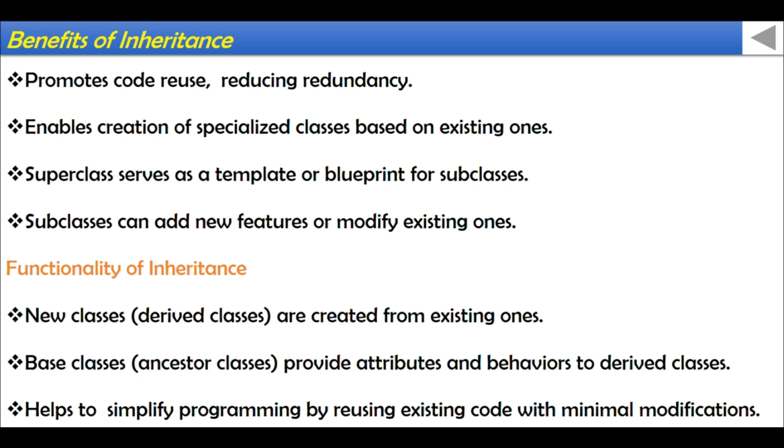Base class, or we can call it parent class, or ancestor class, provides attributes and behavior to the derived class. So the attributes as well as the behaviors which are defined in the superclass can be used in the subclass. So the subclass is going to inherit both the fields as well as the behaviors which are defined in the superclass. So it helps to have simple programming and reusing the existing code with minimal modification.